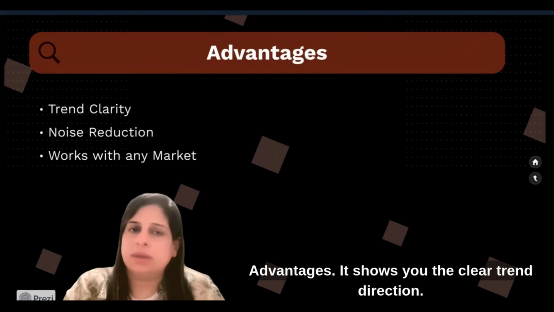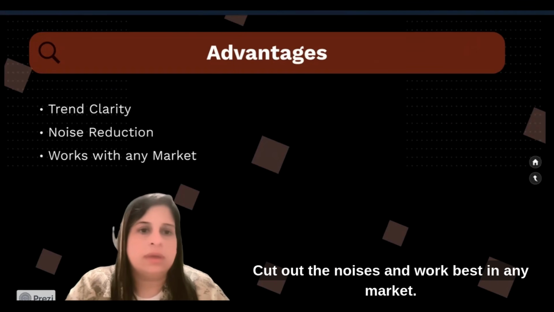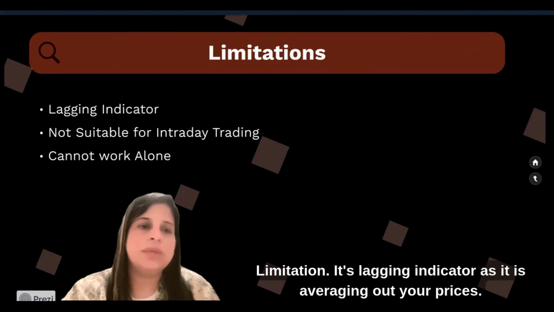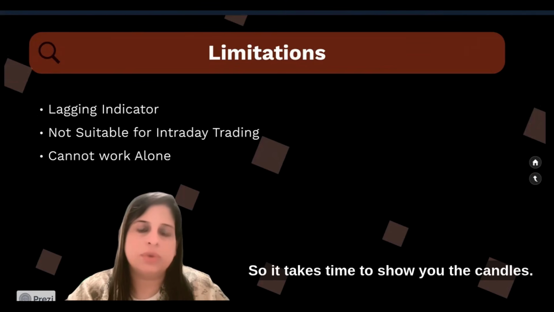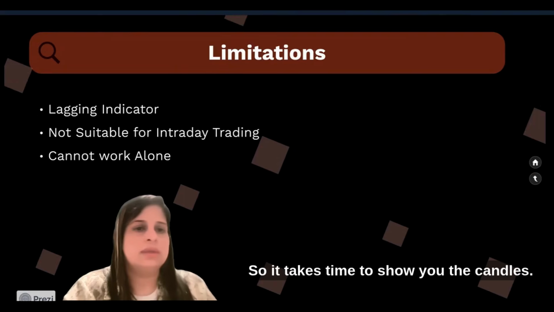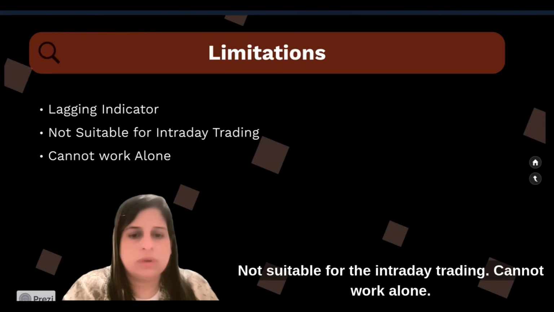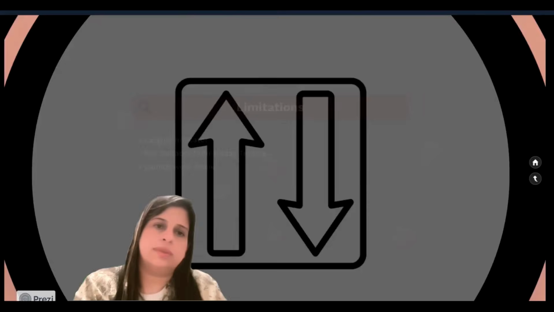Advantages: it shows you the clear trend direction, cuts out the noise, and works best in any market. Limitation: it's a lagging indicator, as it is averaging out your prices, so it takes time to show you the candles. Not suitable for intraday trading, cannot work alone. You need to club it up with other indicators.